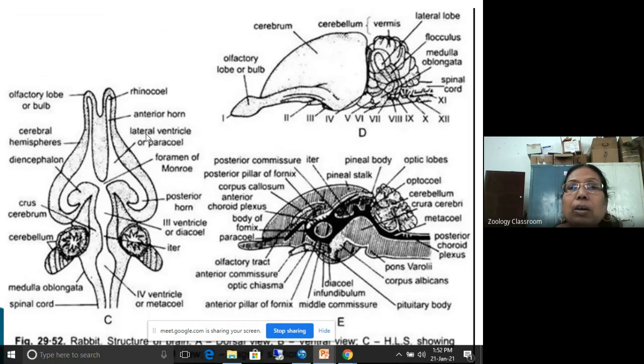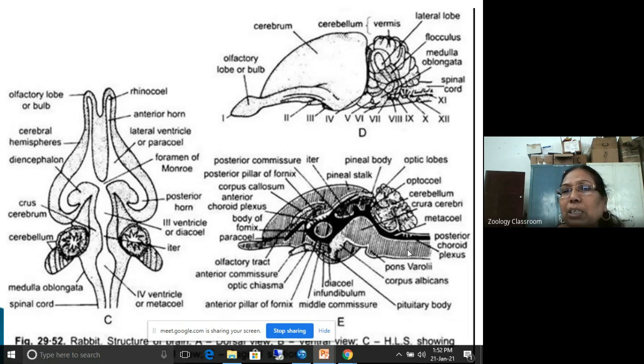Next diagram we see in this. This is the olfactory bulb and cerebral hemisphere, and this is the cerebellum. The cerebellum is divided into lateral lobe, flocculus, and vermis. There is no cavity in the cerebellum, but the cerebral hemisphere has a cavity. The larger cerebral hemispheres are connected by a transverse band called the corpus callosum. This is the corpus callosum, present only in mammals. In all other animals it is absent.